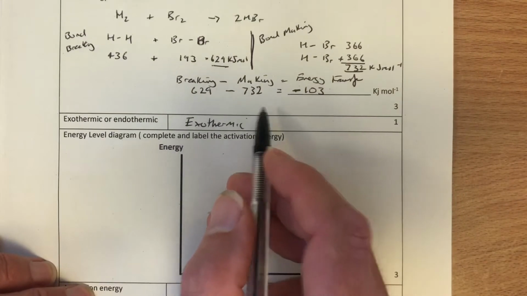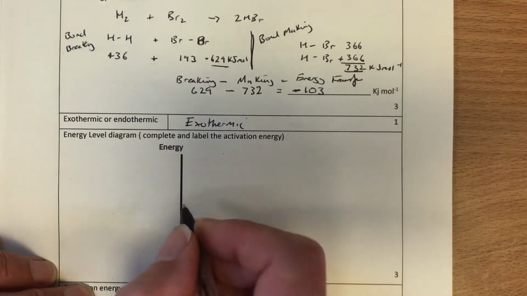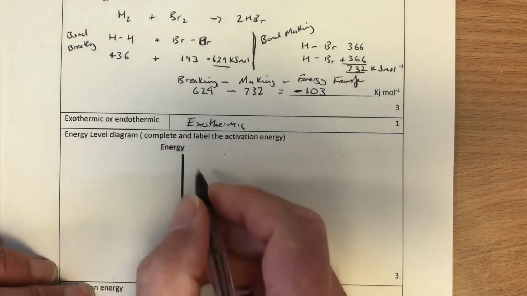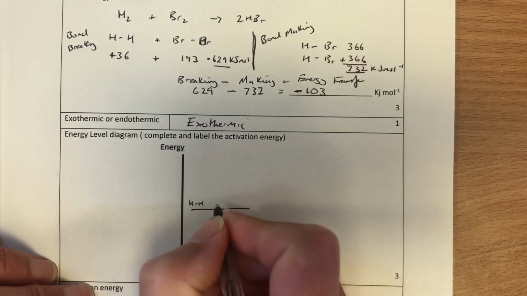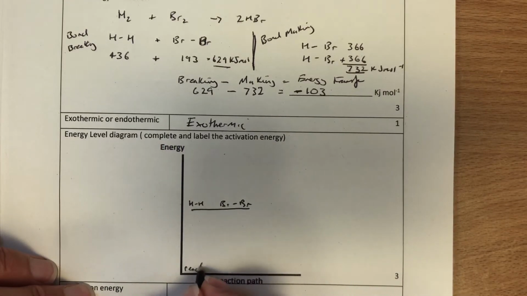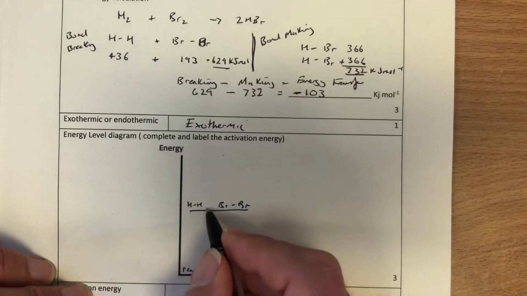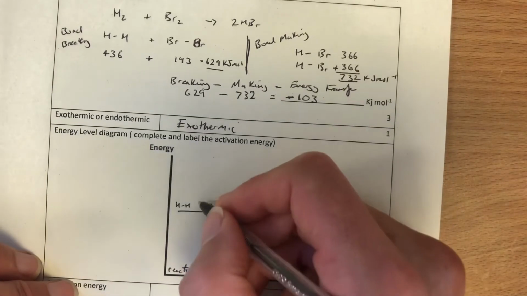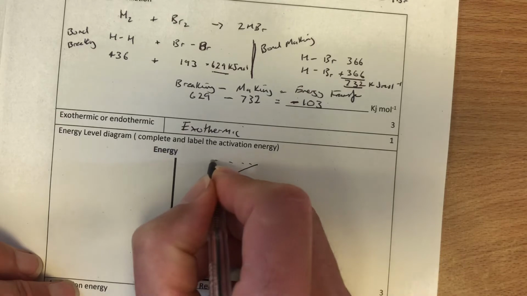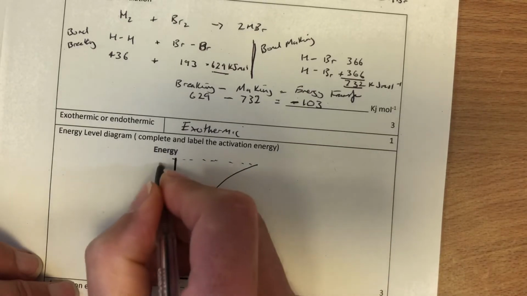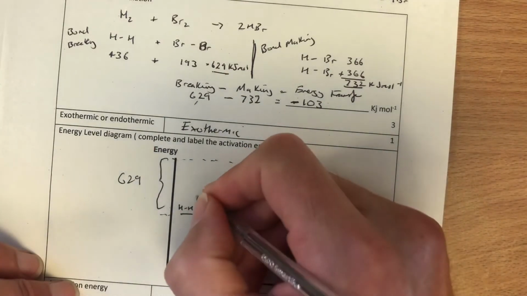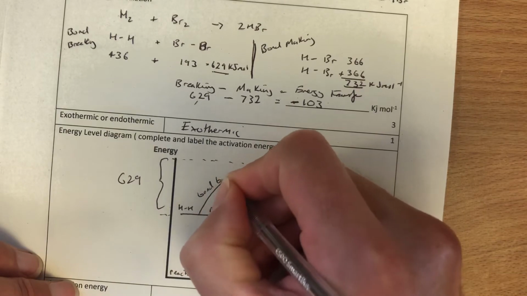For my example here, we just put a line there. I think you could put a line there in yours as well. And we're going to write H2 and Br2 there because they are our reactants. Our reaction path starts with reactants, and we need to break those bonds. Breaking those bonds requires energy to be put in, so our energy level diagram is going to go up, exactly from there to there. That difference is going to be 629 kilojoules, and that's sometimes called the activation energy, or the energy needed to break all the bonds, bond breaking.